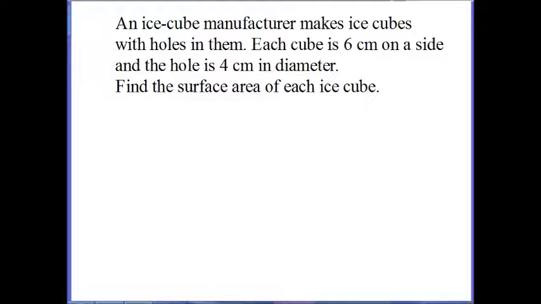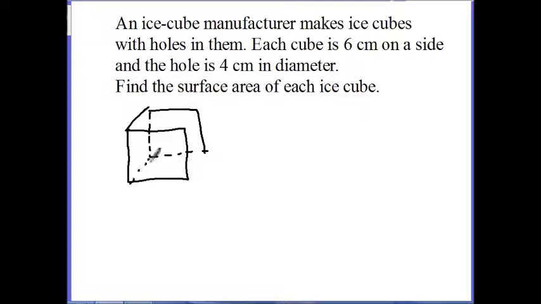Now, let's first start off by drawing a good picture and then see if we can come up with a game plan. So first and foremost, we have a cube, which is made up of squares. So here's my cube, and it has a hole in the center. Now, the cube is going to be 6 centimeters on each side. So 6 for my width, 6 for my length, 6 for my height, and the diameter of that hole is going to be 4.